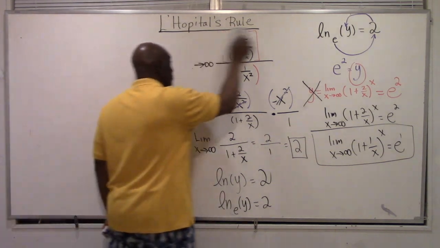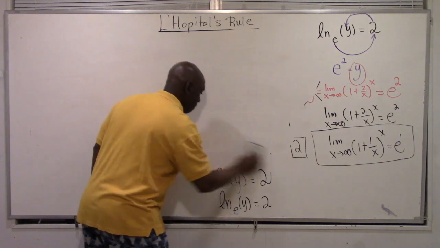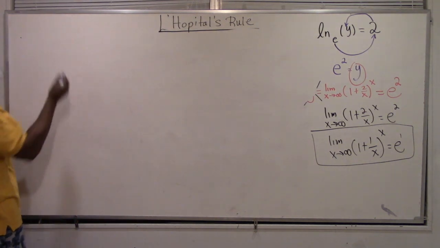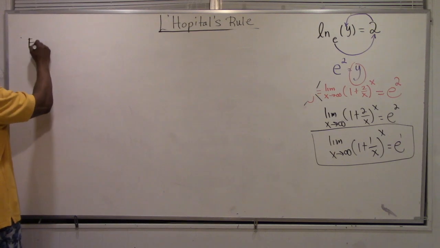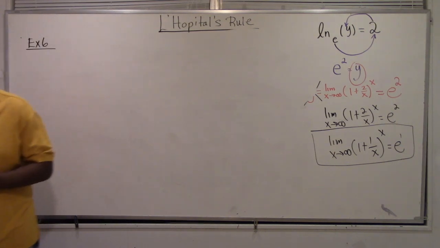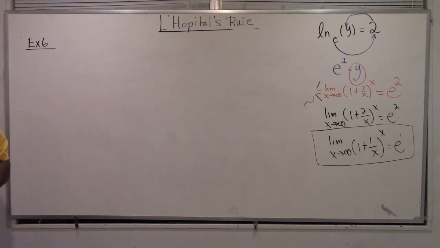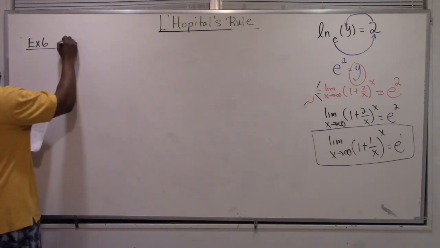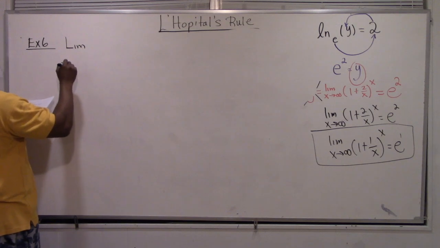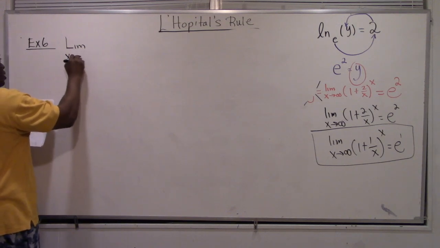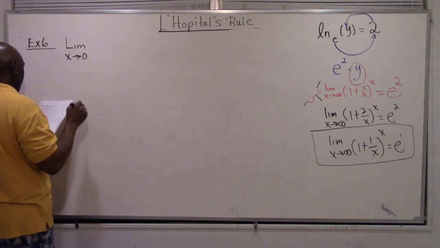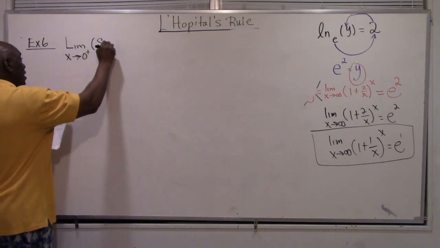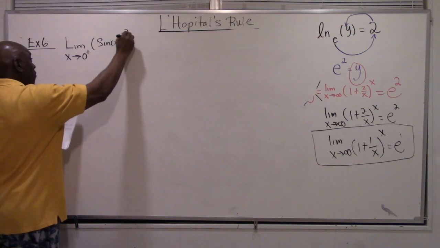That was example 5. I'm going to do example 6 now. All right, example 6. Many examples. Let's see what we have for example 6. We have the limit as x approaches 0 from the right side of (sin x)^x.